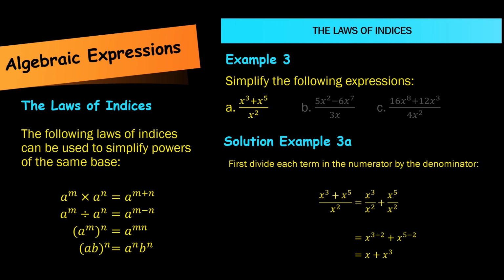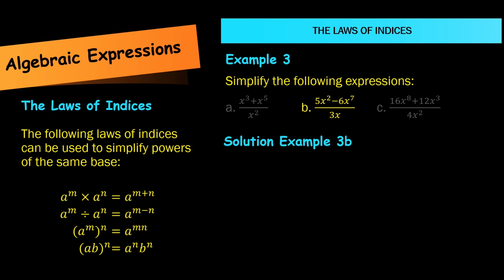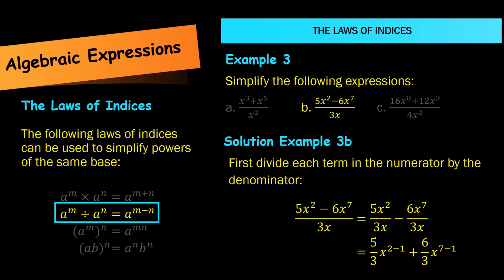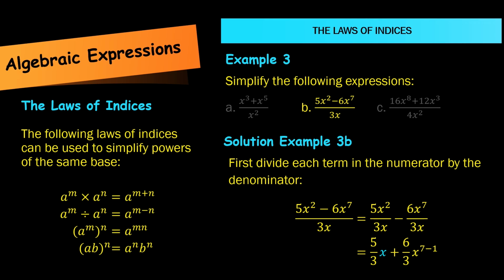And now for example 3b. Again, divide each term in the numerator by the denominator. And then using the second law of indices, 2 minus 1 here, and 7 minus 1 here. And tidying up some more, gives us 5/3 x plus 2x to the 6.